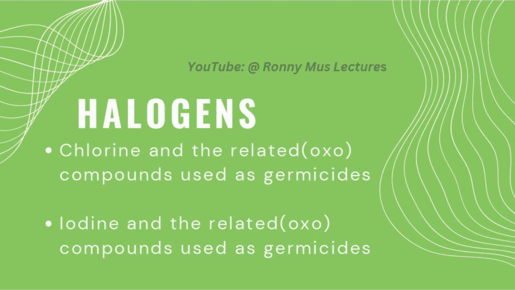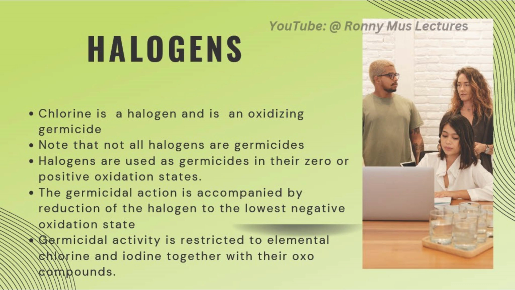We start with halogens. Halogens are in group 17 on the periodic table, and we'll cover chlorine and the related compounds, and then iodine and the related compounds. Look at halogens. Chlorine is a halogen and it is an oxidizing germicide. Note that not all halogens are germicides, and these halogens are used as germicides in their zero or positive oxidation states, and the germicidal action is accompanied by reduction of the halogen to the lowest negative oxidation state.